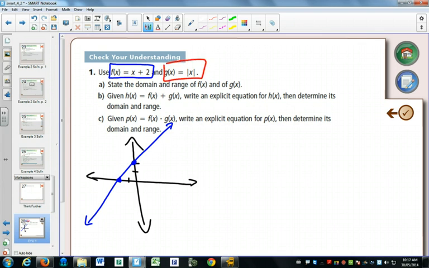In red, I'm going to draw the absolute value of x. Do you remember what the absolute value of x looks like? Like a V. So it's like y equals x on this side, and like y equals -x on that side.